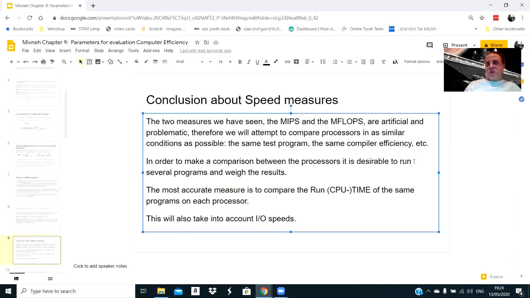I wrote here that it's desirable to run several test programs. So anyway, the two measures we have seen are MIPS and MFLOPS. They are artificial and problematic. Therefore, we will attempt to compare processes in as similar conditions as possible. For example, the same test program, the benchmark program, the same compiler efficiency. Try to have a compiler that's equally efficient, the same type of compilers. Try to have the same program, obviously. And then I said here that runtime is really the best way, but that's not mathematical so much because it depends on so many factors.